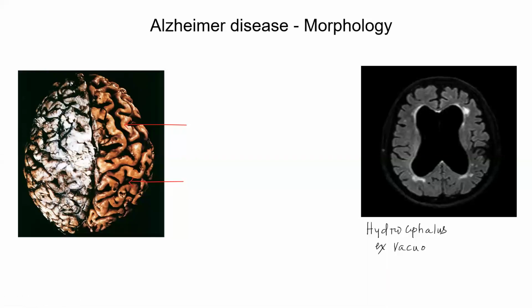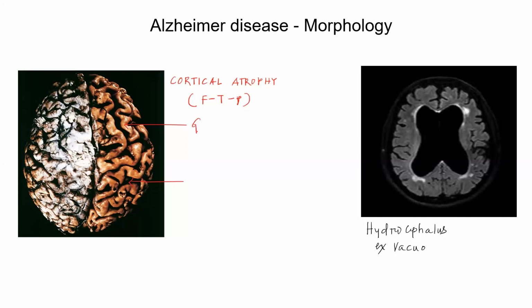Hello friends. In this video, I'm going to discuss the Alzheimer's disease morphology, both gross and histopathological. So grossly, you are going to get cortical atrophy. Cortical atrophy usually involves the frontal lobe, temporal lobe, and parietal lobe, and usually spares the occipital lobe. Among these three, it is the medial temporal lobe which is the first to be affected.